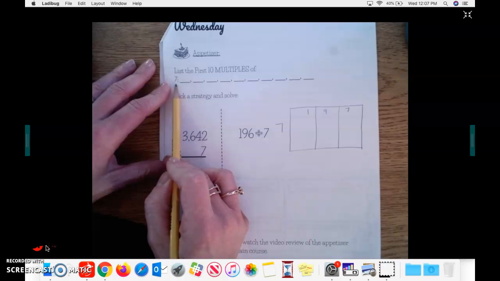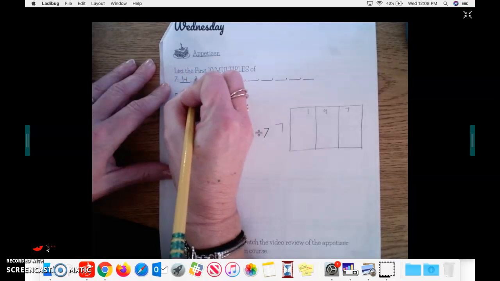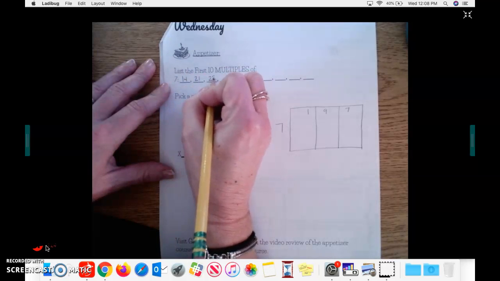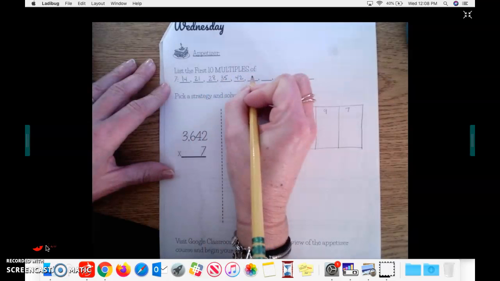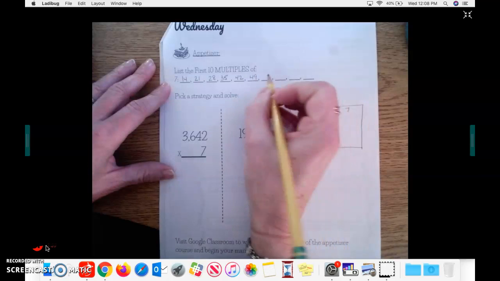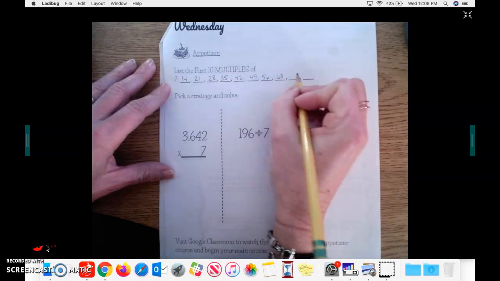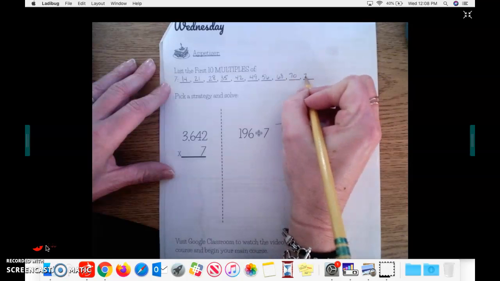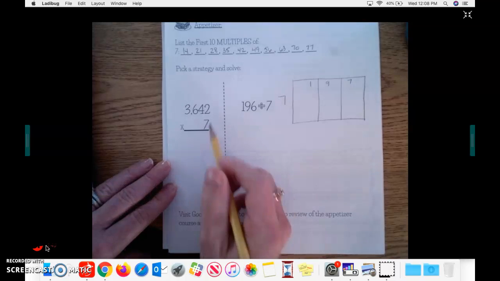So if we start from 7, we then go to 14, 21, 28, 35, 42, 49, 56, 63, 70, and then 77. Okay, going down to pick a strategy and solve.